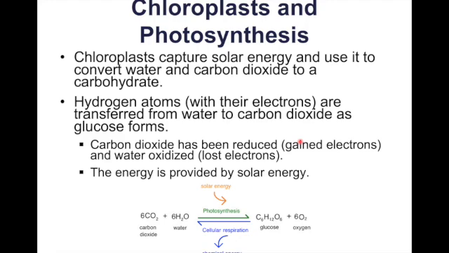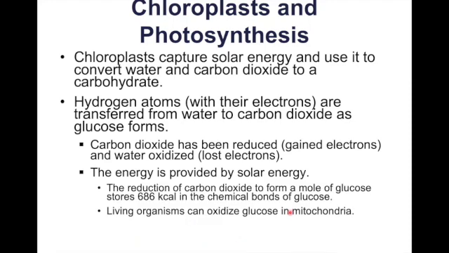So the chloroplasts are capturing the solar energy, and they're going to use that energy to convert the water and carbon dioxide to the carbohydrate, the glucose. The key here is that hydrogen atoms, along with their electrons, are being transferred from water to the carbon dioxide as it forms that glucose. So here we say that carbon dioxide has been reduced. It has gained electrons, right? Because it gained the hydrogen with the electrons, so it's been reduced, and water has been oxidized. It lost its electrons. And the energy required to make this happen is the solar energy. So solar energy is coming in to make the reaction go this way.